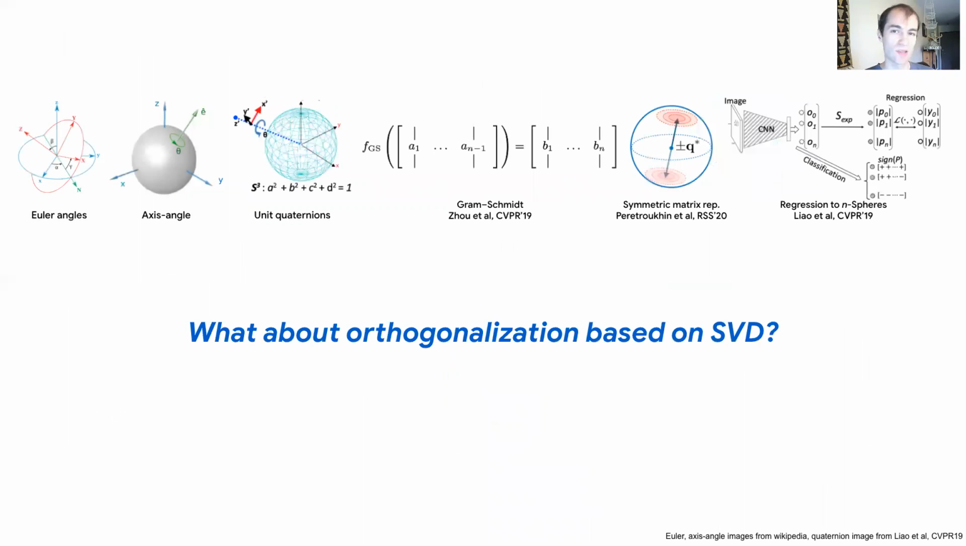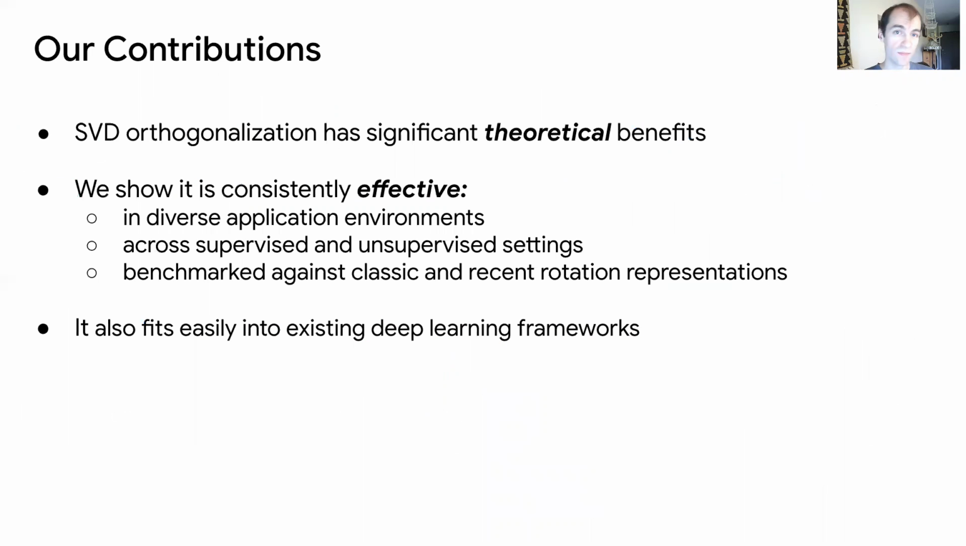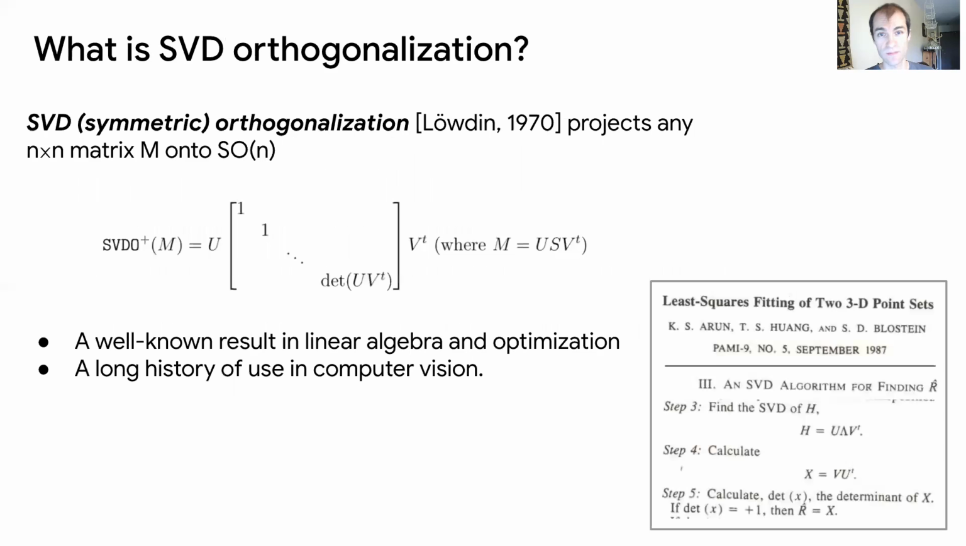In light of the attention this topic has received, it's surprising that orthogonalization based on SVD has been overlooked. In our paper, we explore the viability of SVD for 3D rotation prediction in neural networks. Our contribution includes rigorous theoretical analysis and extensive experiments. Our results suggest that SVD is universally effective.